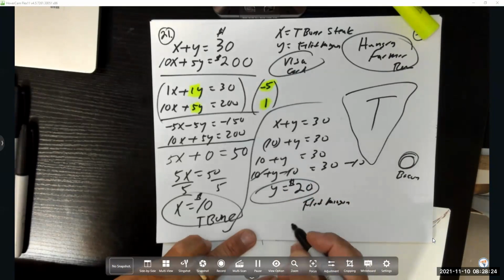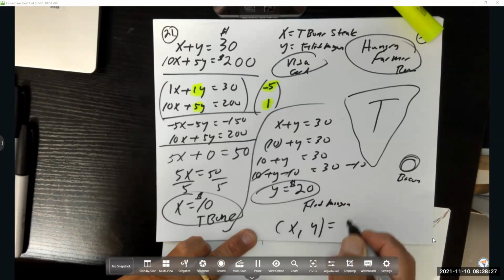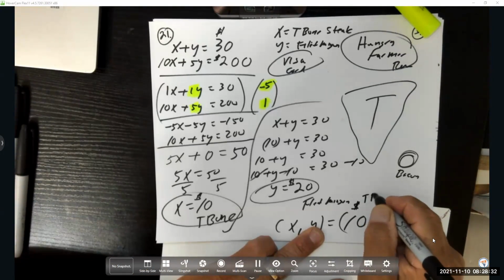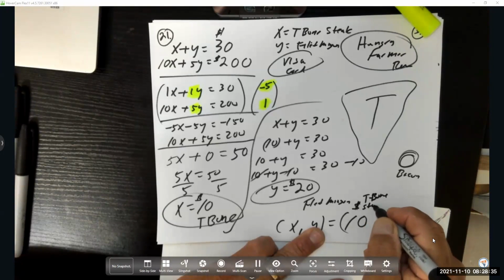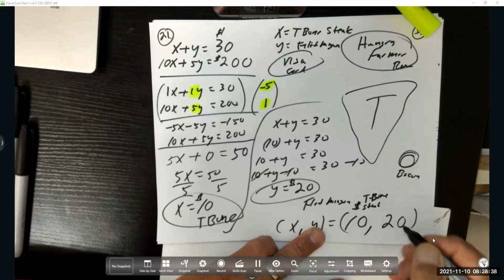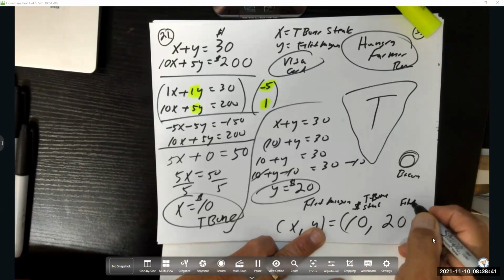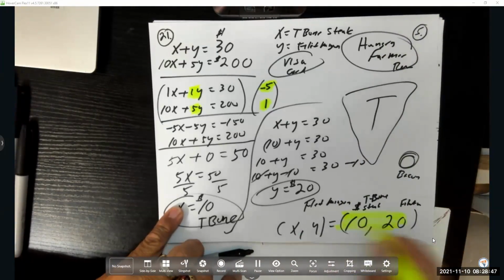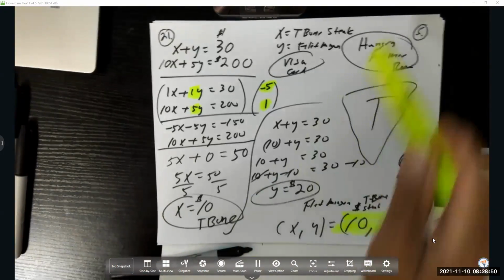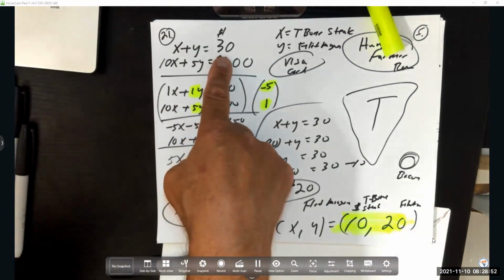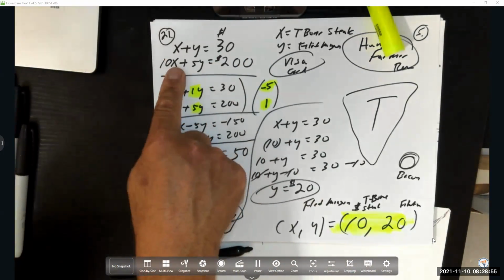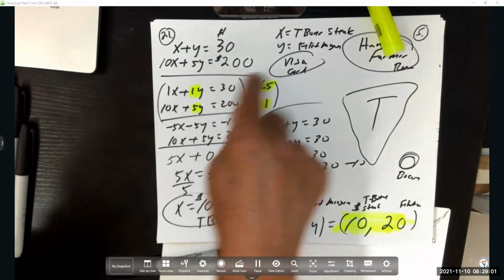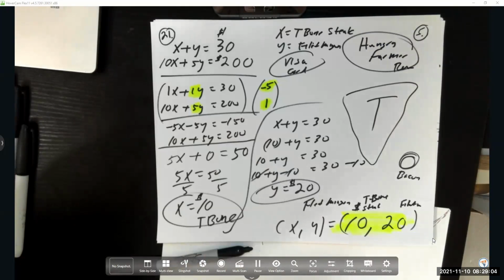Okay, so now I'm going to put these numbers back here. So x is 10. This is the T-bone steak here. And the other one is $20 for the fillet. Okay, does that make sense for the answer? Let me try the answer, make sure they don't mess up. So 10 plus 20, is that going to be $30? Yeah, it's easy. This one, 10 times 10 is 100, and 5 times 20 is 100. 100 plus 100, is that 200? Yes. So they work for both of them, right?